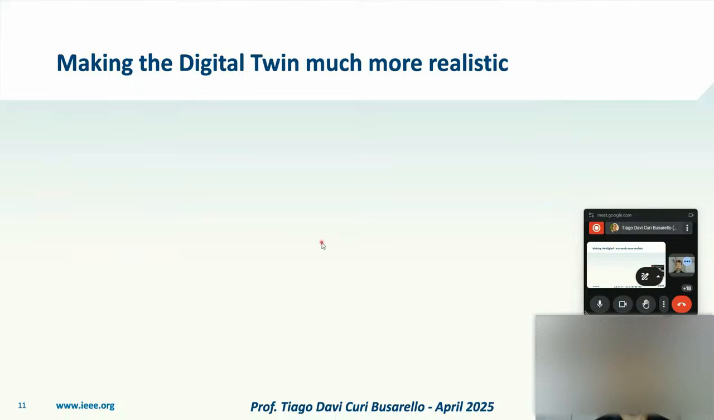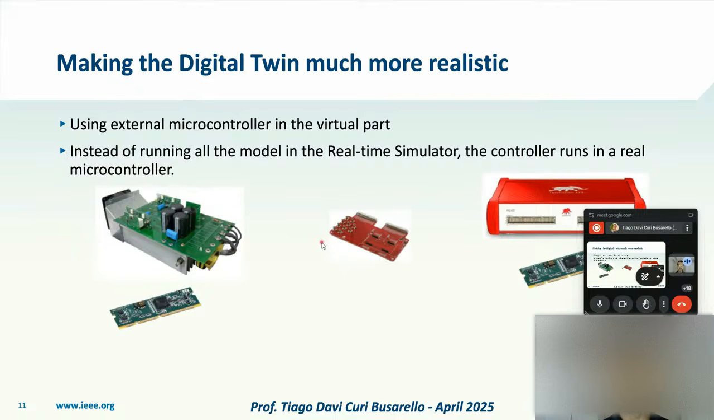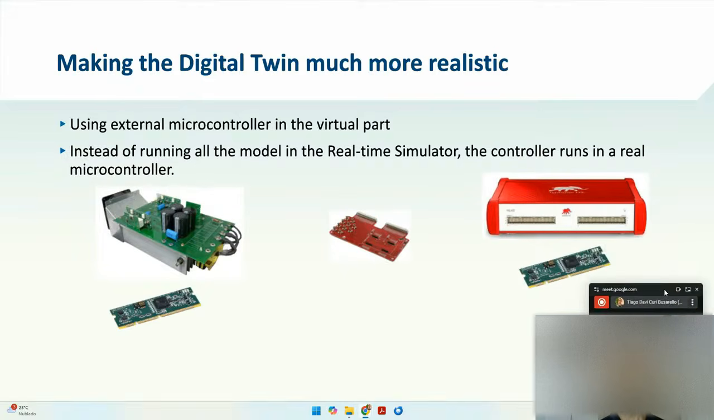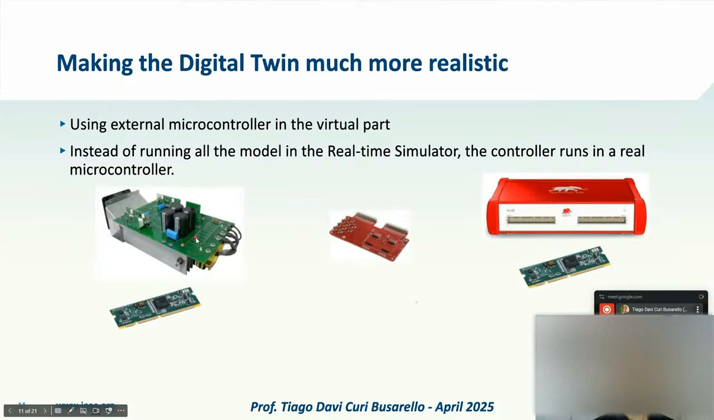Okay, those are the features of the digital twin technology. We can also make the setup much more realistic because we have here the buck converter running with a microcontroller. And initially, all the setup is running in the real-time simulator. I mean, the power structure part and also the control part. But we can add an external microcontroller to the real-time simulator. Then we're going to have a much more realistic scenario because the same controller algorithm which is running the physical part will be running here in the virtual part.